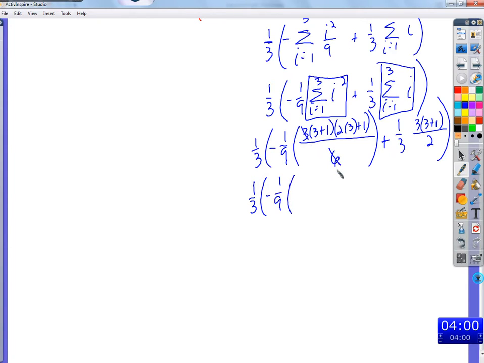So -1/9 times, let's see, let's cancel this 6 with this 3, this becomes a 2. This is really a 4, right? So 4 cancels with 2, this becomes a 2. This is all over 1, so we just have 2 times 7. This is 14. That's 1/3 times, let's see. This is a 4, so 4 can cancel with 2. This would be a 2, so this would be 6. So it would be 1/3 times 6.